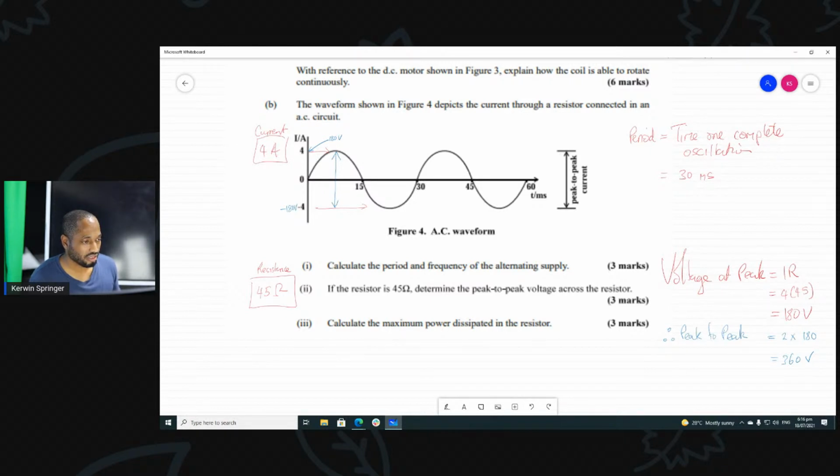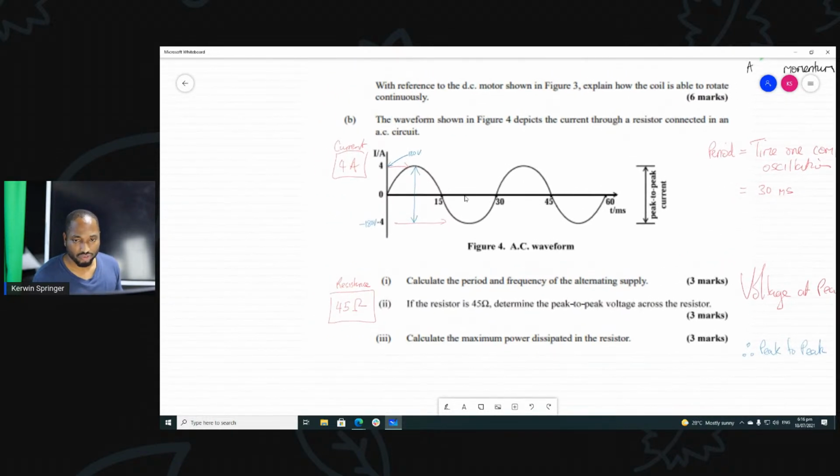So then you do the frequency. Wait. Calculate the period and the frequency. Did I do the frequency? I didn't do the frequency, my bad. So the frequency is simple. Frequency is 1 over the period. So 1 over 30 milliseconds, or 30 milliseconds is 30 times 10 to the negative 3. What's the frequency earlier?